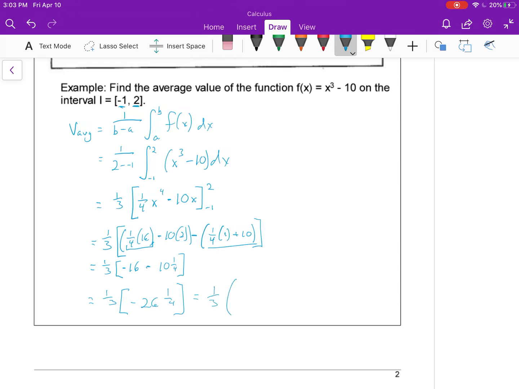So we have 1/3 times 4 times 26 and 1/4. So we have negative 105 fourths. 3 goes into this 35 times, so we have negative 35 fourths, which is equal to negative 8 and 3/4.